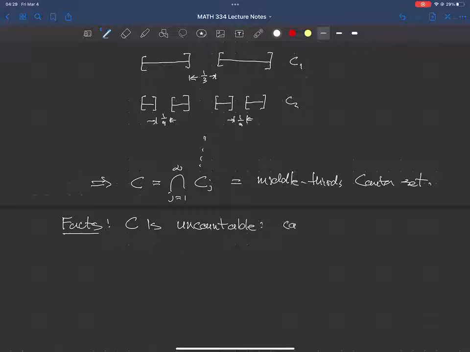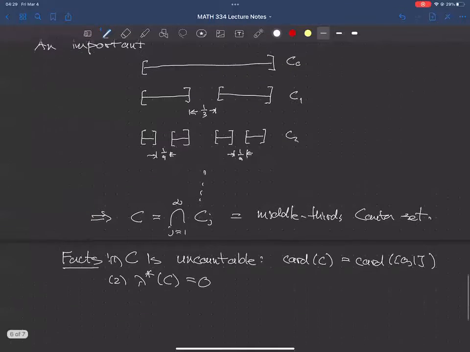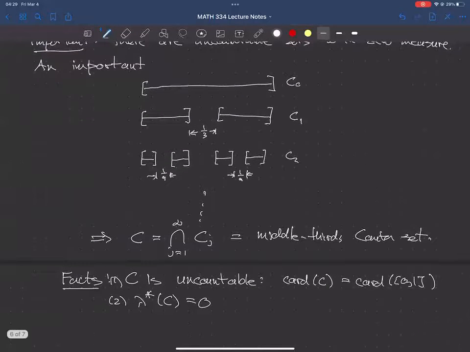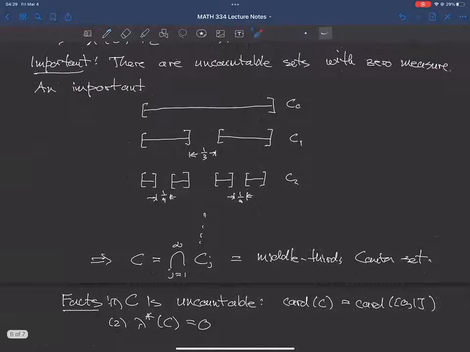In fact, the cardinality of C is the cardinality of [0, 1]. And second, the Lebesgue outer measure of C is equal to 0. So C has many, many other properties, but that's not this course. So there's an example of a set which is uncountable, but has measure 0.